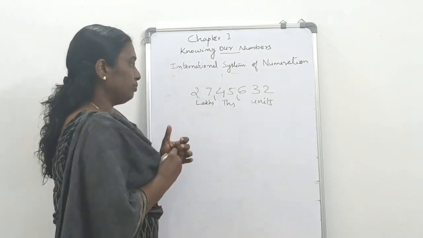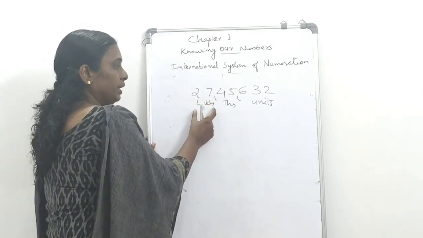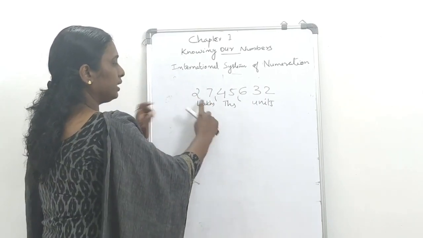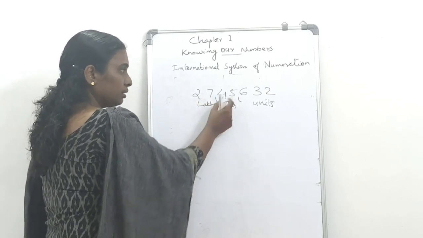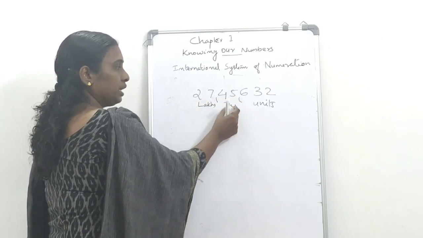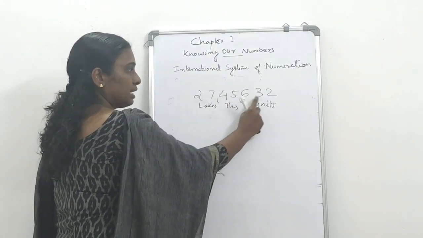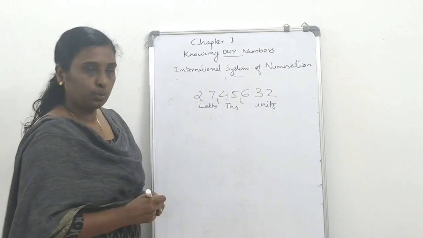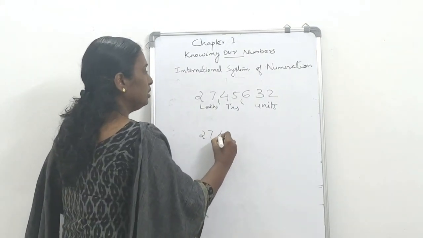Here the number can be read as the number followed by the period's name. In this period the number is 27. So 27 lakhs. Here the number is 45. So 45,000. Then 632.